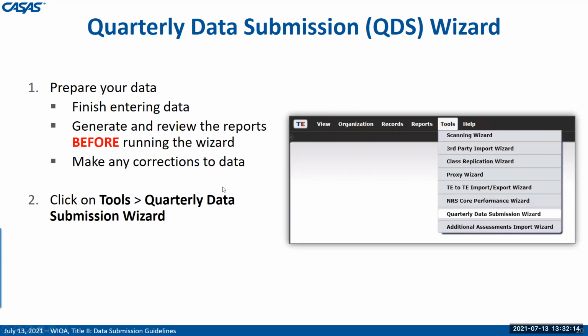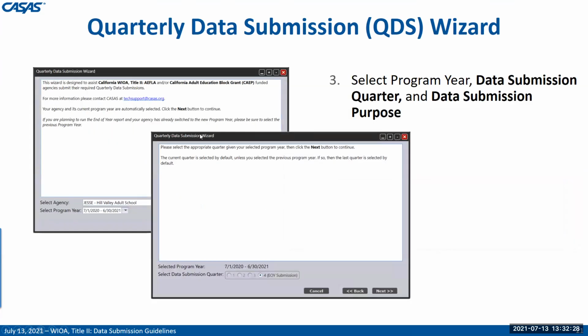All right. So now, once you are ready to submit, you can click on the Tools menu and select the quarterly data submission and pretty much go through the wizard. Here are some slides with some screenshots. You would need to select the appropriate program year, which is the 2020-21. You should see your agency's name listed in the box, and then the end of year data submission.